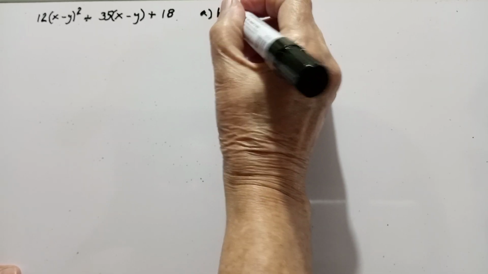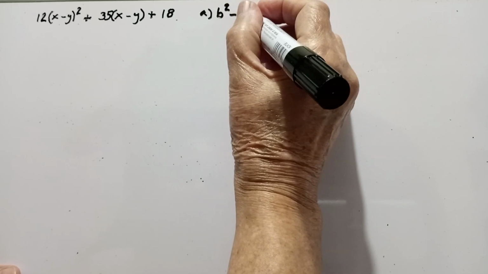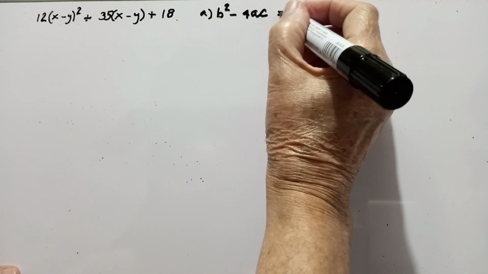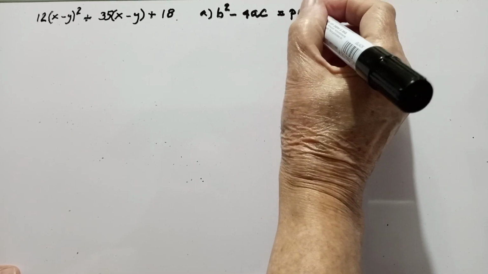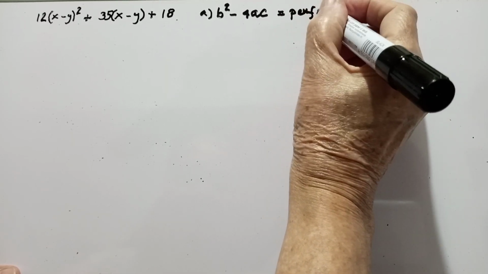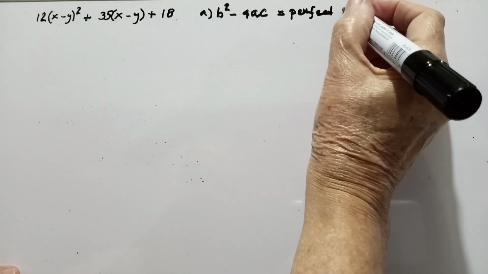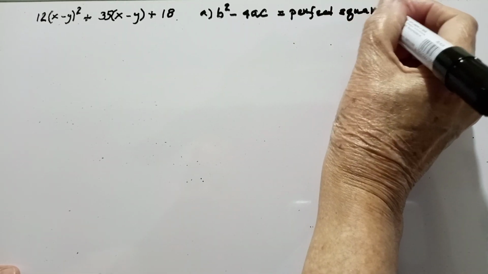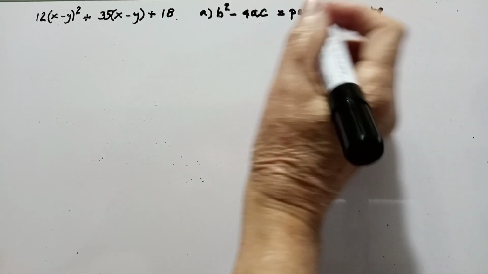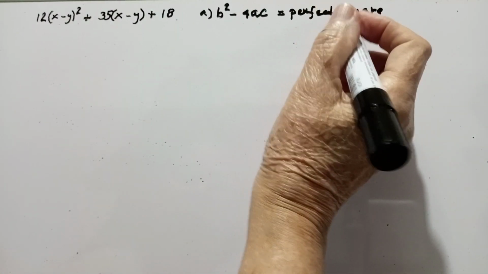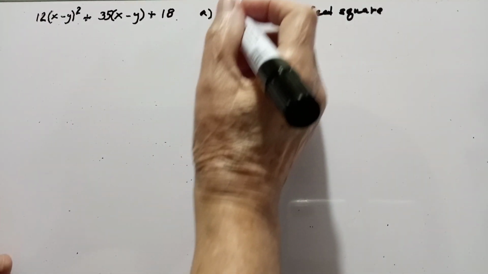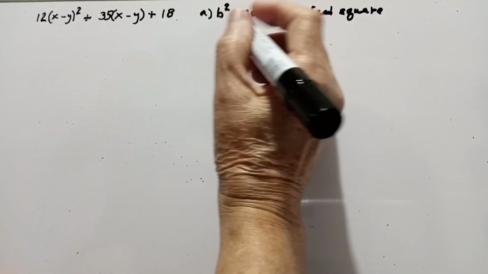The equation b squared minus 4ac is equal to a perfect square. Now this is very important because the value of this will determine whether we will factor this or not. So we'll find the value of this equation.